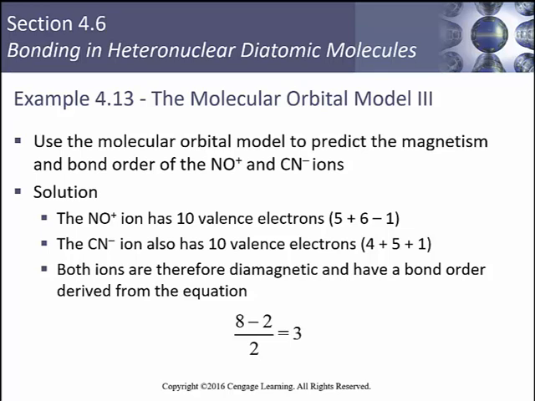Our cyanide ion is going to have 10 valence electrons: 4 from the carbon, 5 from the nitrogen, and 1 extra. Both ions are going to be diamagnetic, and they're going to have a bond order derived from our equation, where we've got 8 minus 2 over 2, which is 3. So these are both ions that are going to exist.